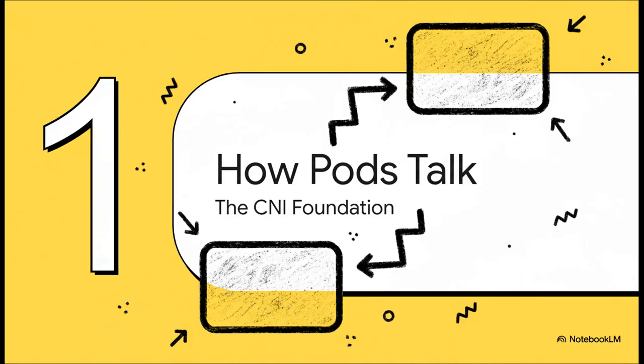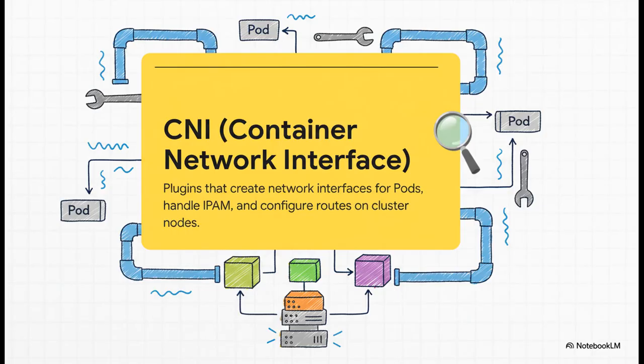Okay, before we even think about getting traffic from the outside world, we have to start at the absolute foundation. How do pods, the basic building blocks of Kubernetes, even talk to each other? The answer to that is something called the CNI. So what is this CNI thing? Well, CNI stands for Container Network Interface, and it's basically the magic sauce that gives every single pod its own network identity. Think of it as the low-level plumber of your cluster.